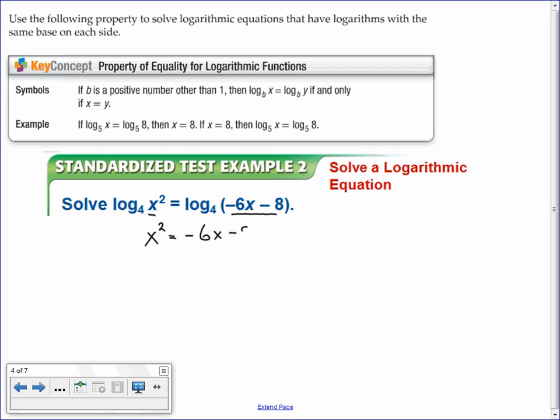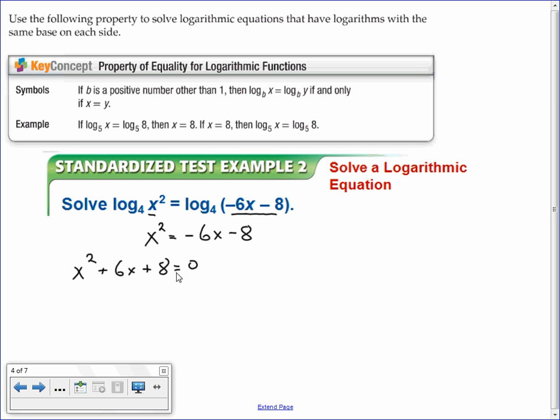Now you're going to solve this quadratic. So we're going to get everything on one side. I've got my x squared over here. I need to move my minus 6x over. It becomes plus 6x. I need to move my minus 8 over. It becomes plus 8. That's equal to 0.